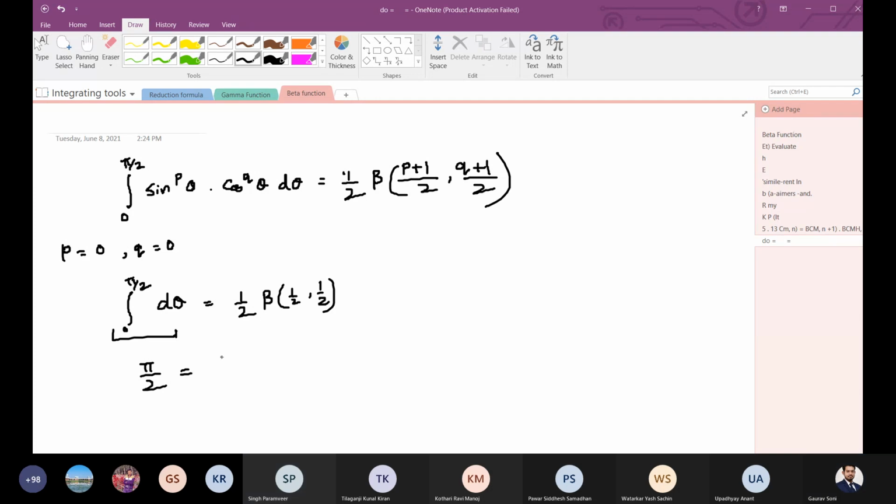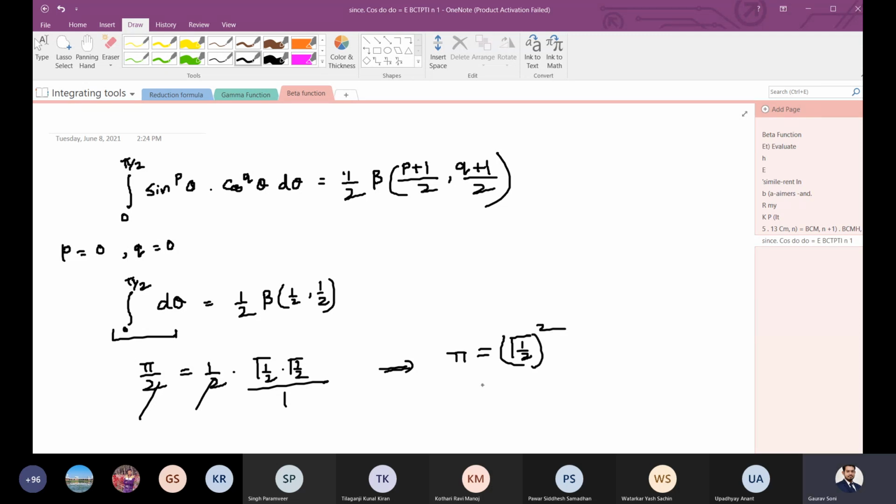So the right hand side is gamma of half into gamma of half upon 1. These two get cancelled out. So what do we have? Pi is equal to gamma of 1 by 2 square, which means that gamma of 1 by 2 is equal to under root pi. This is one way of showing that.